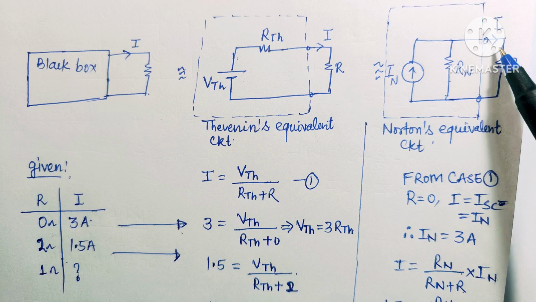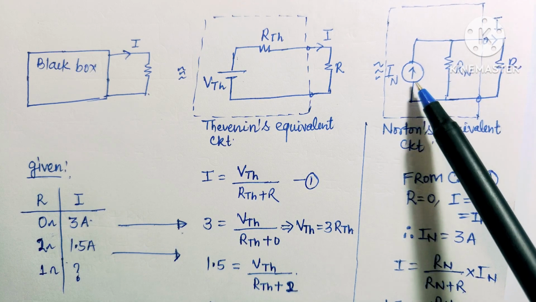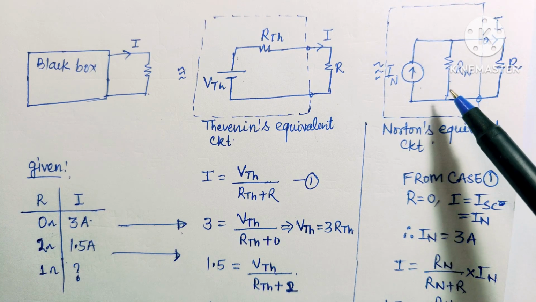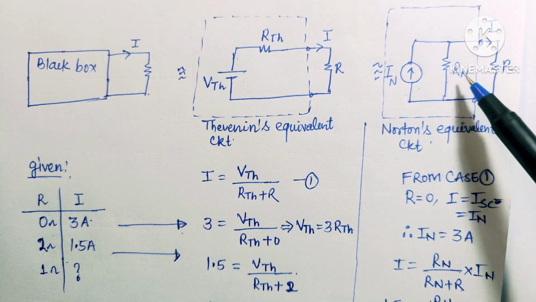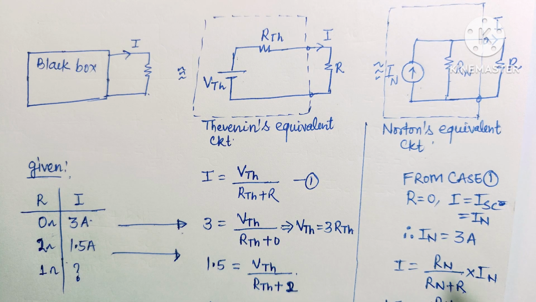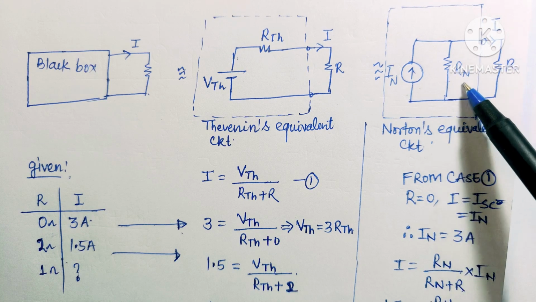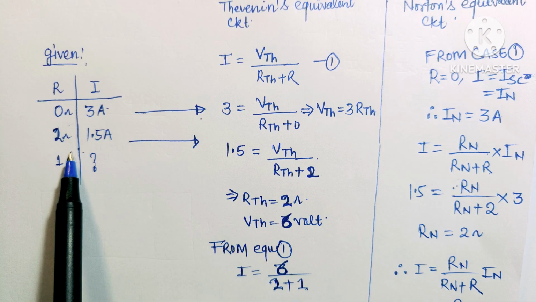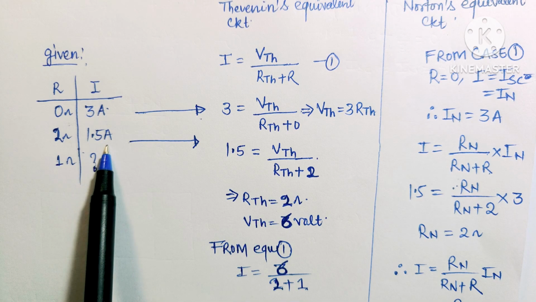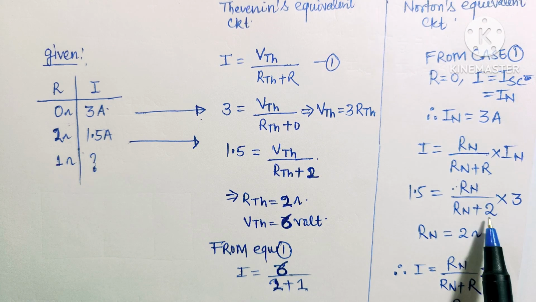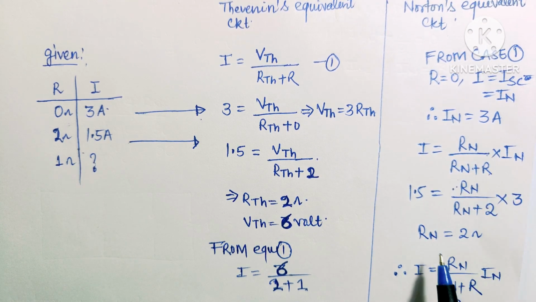If we see this circuit, then the I current value can be written as follows: here a current source and two parallel resistances are connected. If current IN is flowing in two parallel resistances, then the current in one resistance can be calculated as written here. We have to calculate current I in this R ohm resistance. So current I will be written as the opposite resistance RN upon the sum of both resistances, RN plus R, into IN. Now we can use this condition for the 2 ohm resistance, where 1.5 ampere current is flowing. So put these values: 1.5 equals RN upon RN plus R, with R equal to 2 ohm, times the total IN current we have calculated, that is 3 ampere. So the RN value is 2 ohm.